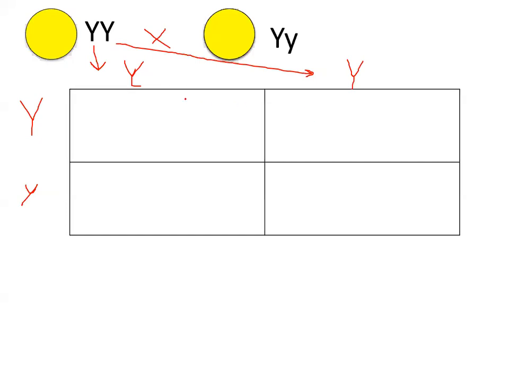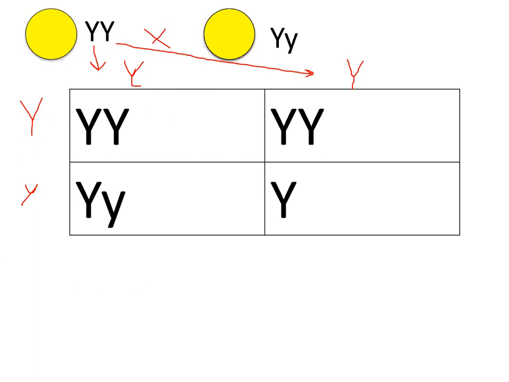All I need to do now is combine these. What I would be left with in here is Y, two capitals. Over here, I'd have Y and Y again. Over here, I'd have a heterozygous, and over here, I'd also have a heterozygous. So what would these all look like? They would all be yellow.